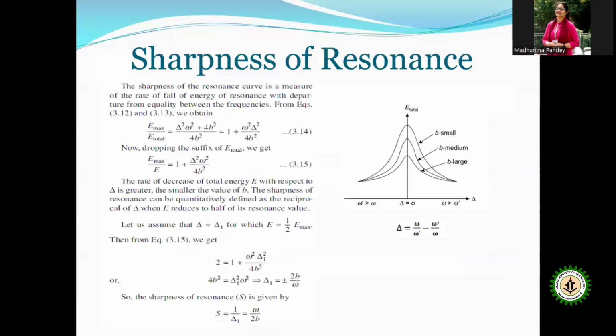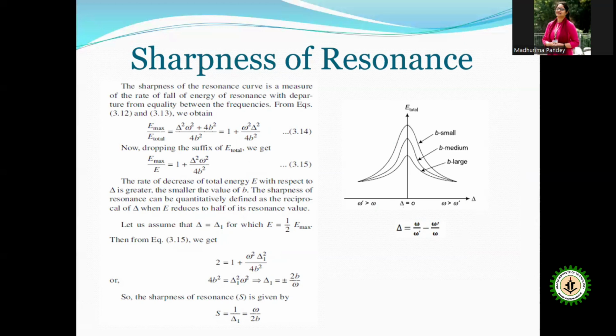Now here you can see the sharpness of resonance. What is sharpness of resonance? For that, let us focus on this graph. This graph is the total energy versus this delta term. We get delta equals 0 when omega equals omega prime. And you see that at delta equals 0, the value of energy is maximum. We obtain the maximum value.